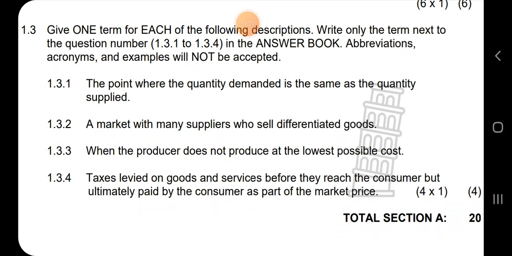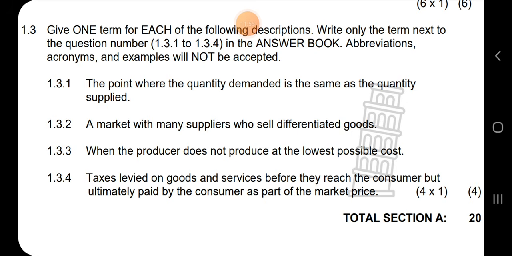Give one term for each of the following descriptions. Write only the term next to the question number. In the answer book, abbreviations, acronyms, and examples will not be accepted. So you need to give a real word. 1.3.1 says, the point where the quantity demanded is the same as the quantity supplied. That is equilibrium. Quantity demanded equals quantity supplied.